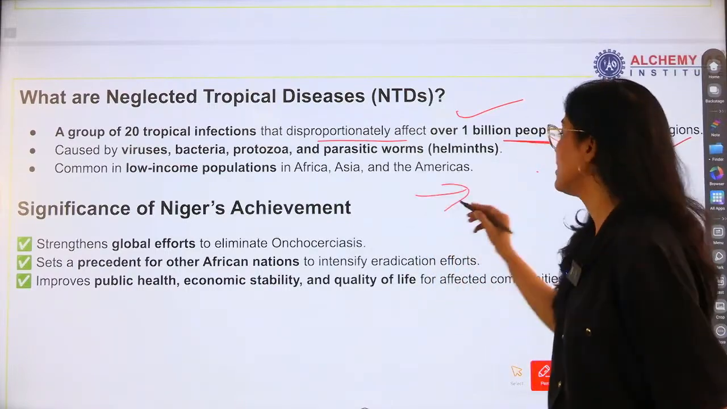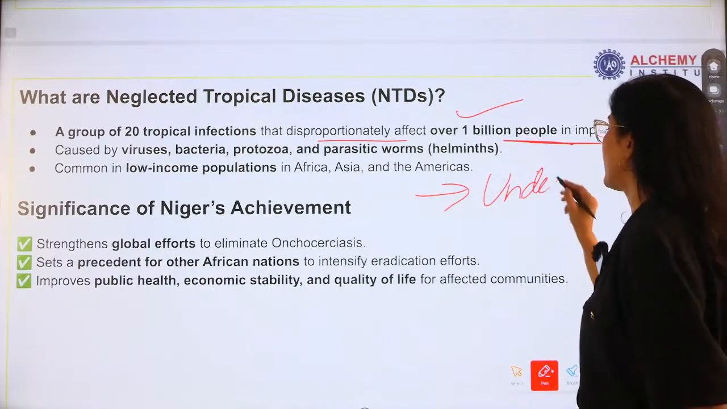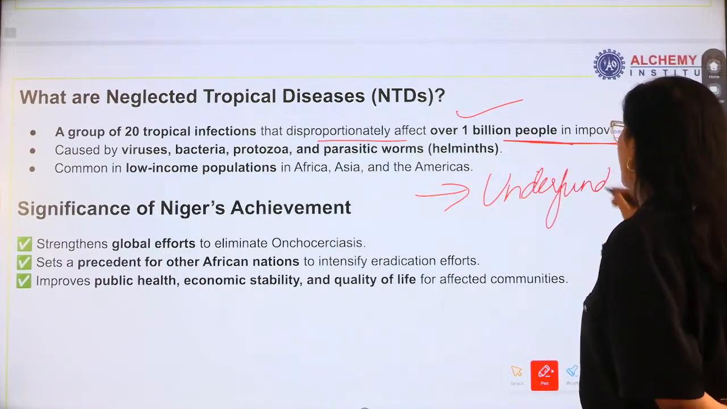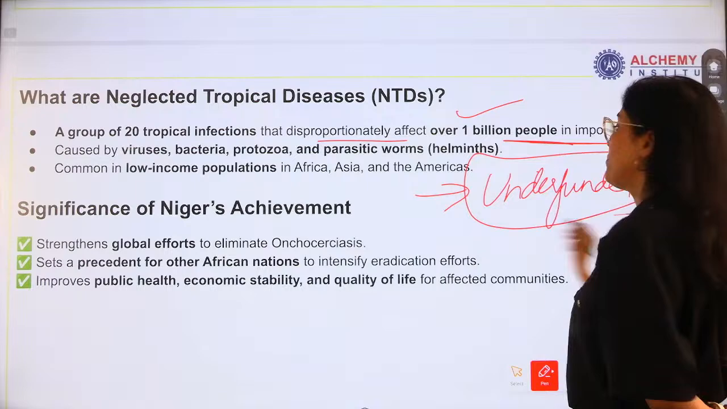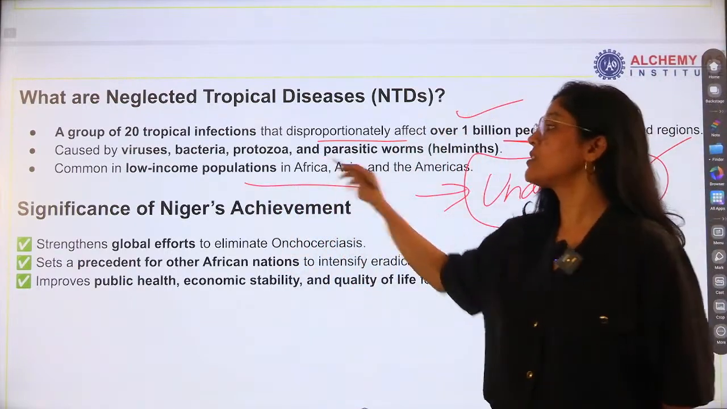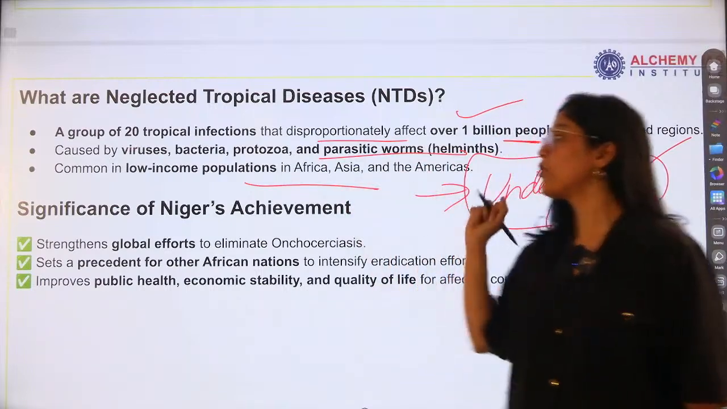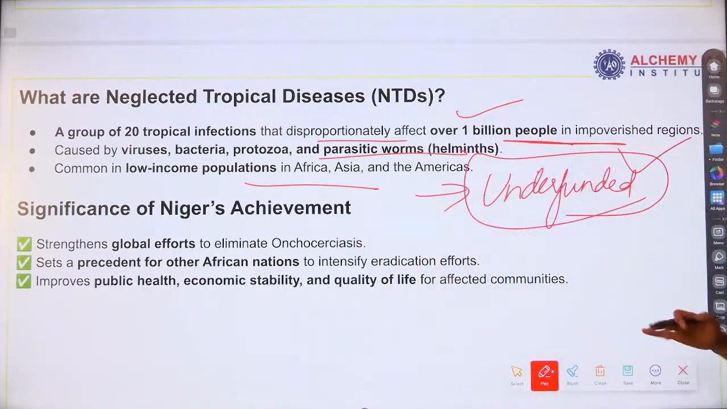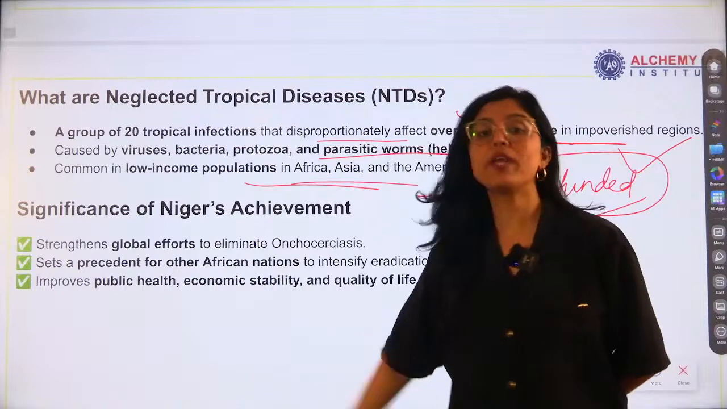Second thing, they are underfunded. These diseases are underfunded. Very, very important. So people are not able to take care of themselves. NTDs are caused by virus, bacteria, protozoa, and parasitic worms. Next is common in low income population.